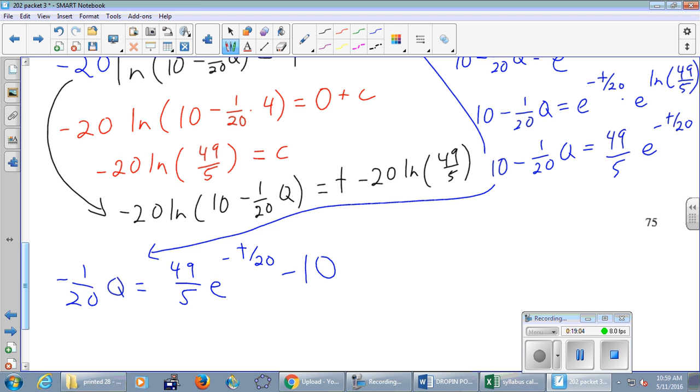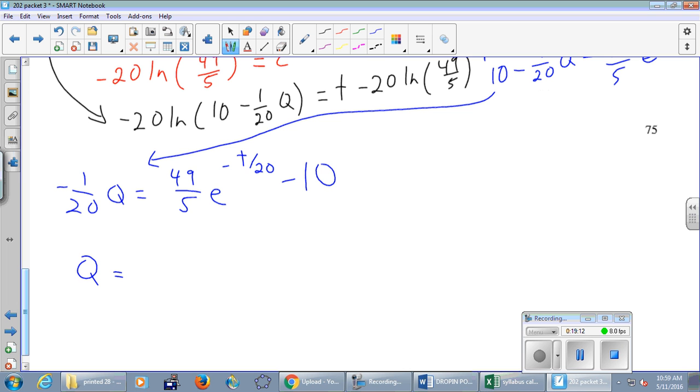And then finally, multiply by -20. So let's do that. Q equals. Okay, so -20 coming in and distributing. So -20 times this 5 makes a -4 times that guy. So is that, I think, -196? Somebody check me on that. And then -20 times the -10. Did I do that right? Yeah, okay. I'll call this Q of t here in our last line.